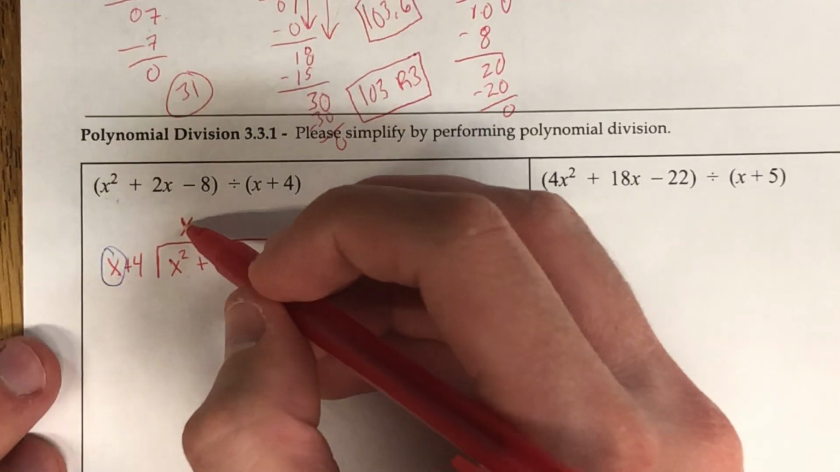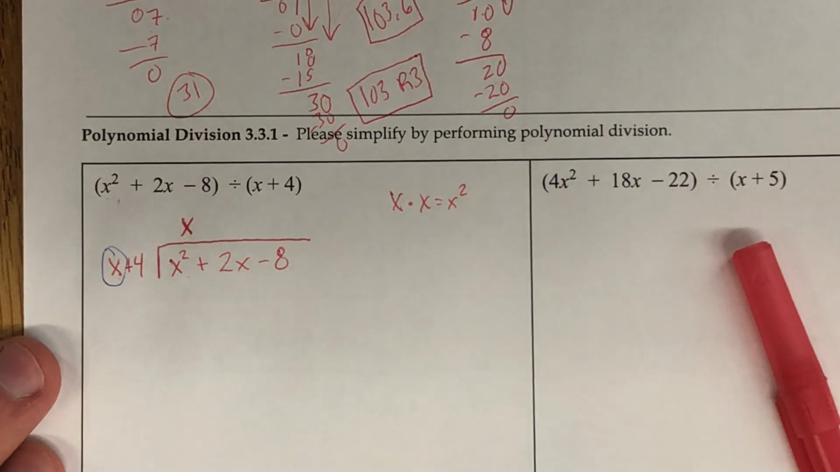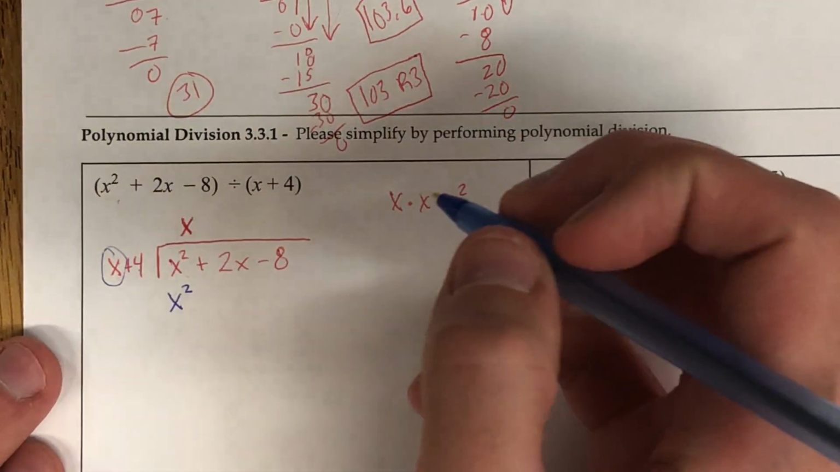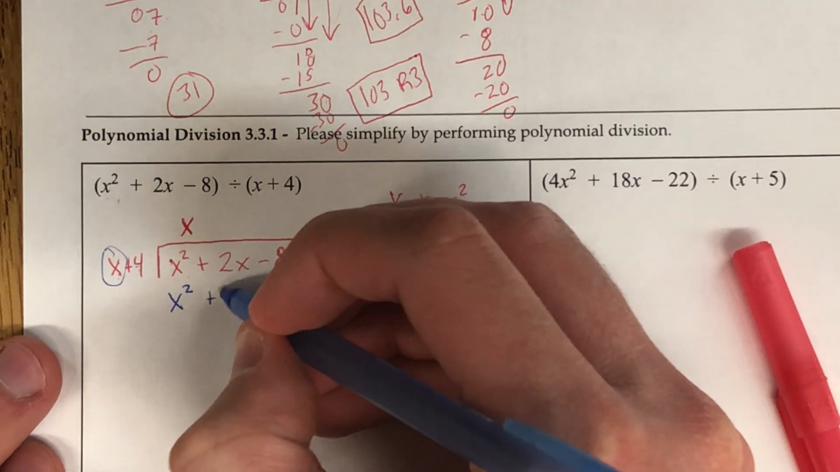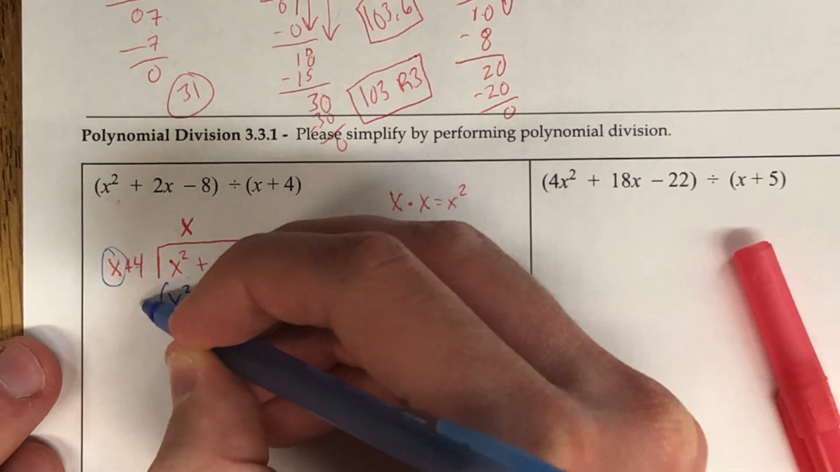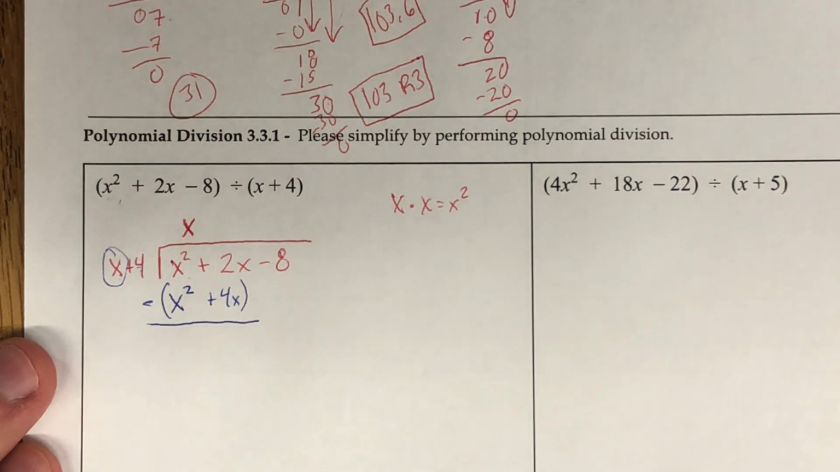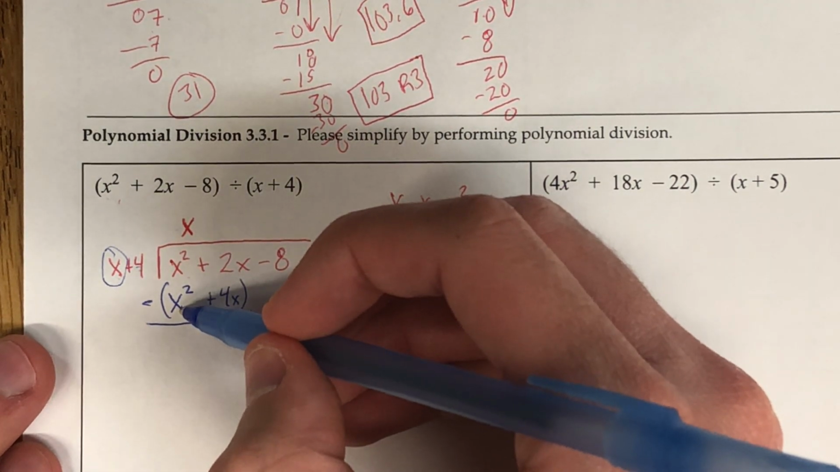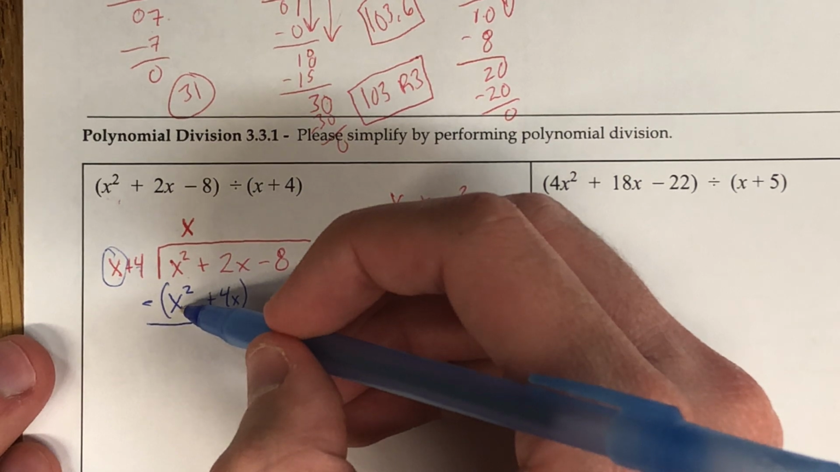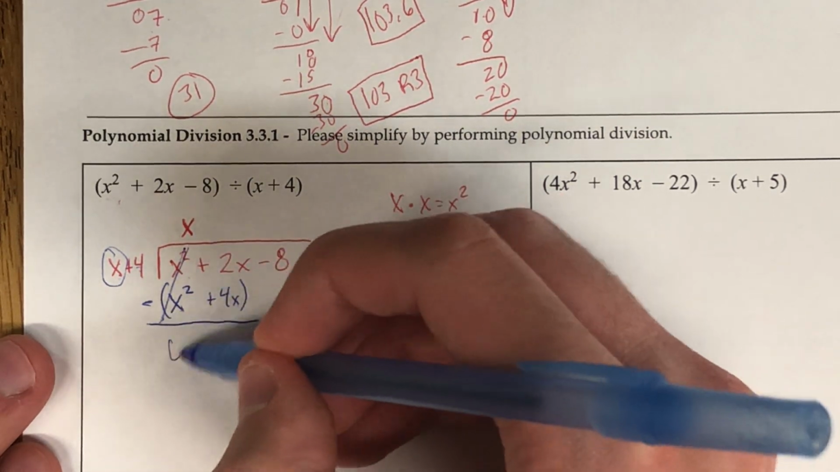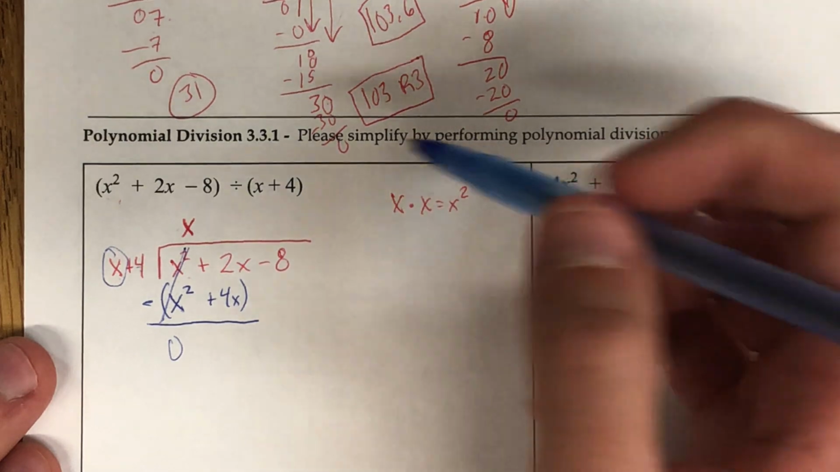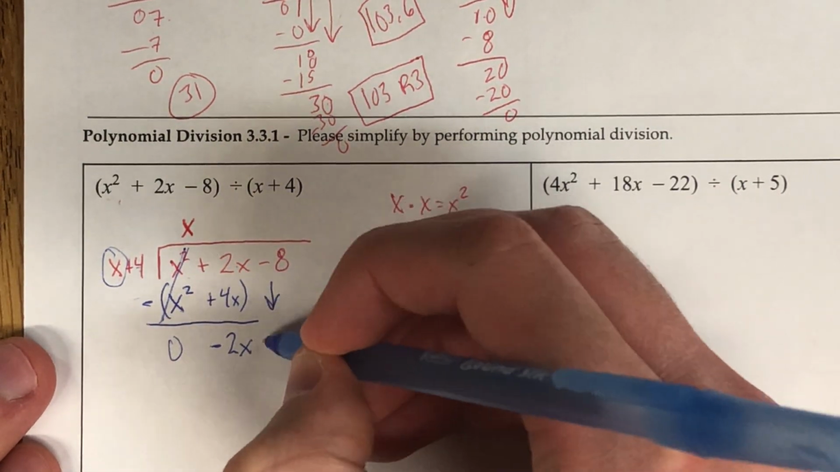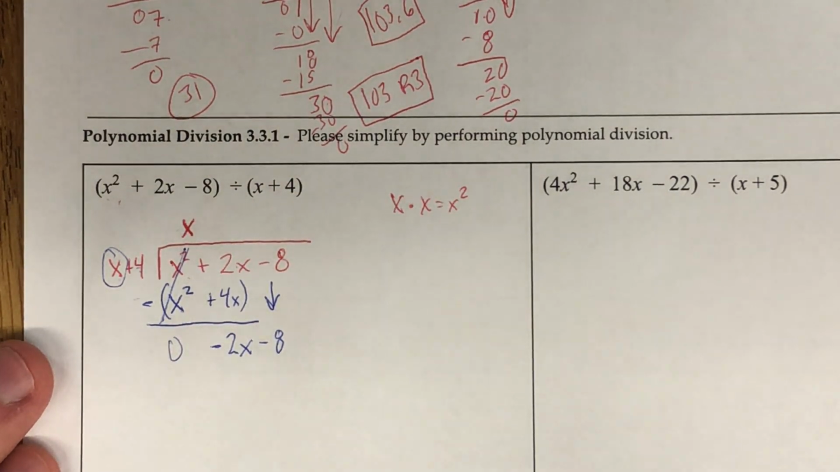We do the same. So I'm going to do x times x is x squared. But I'm also going to multiply x by 4. x times 4 is 4x. And then we subtract and bring down the next term. So x squared minus x squared, those will cancel. That's our goal. Our goal is to cancel things. 2x minus 4x is negative 2x. And then we can bring down the next term. And then we repeat the process.